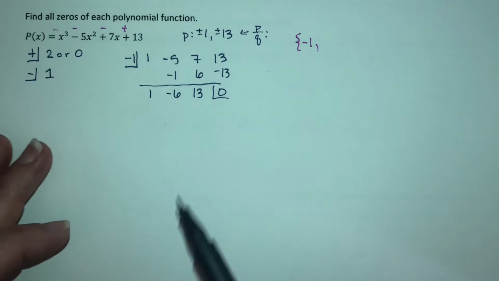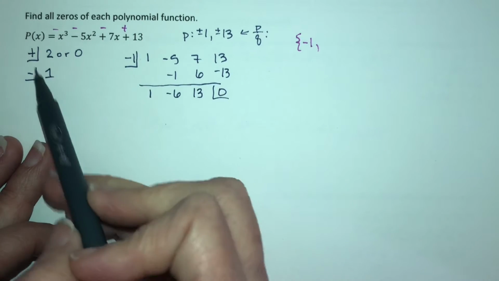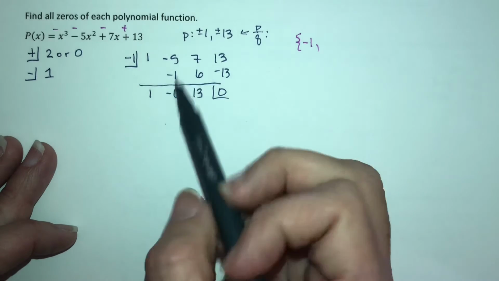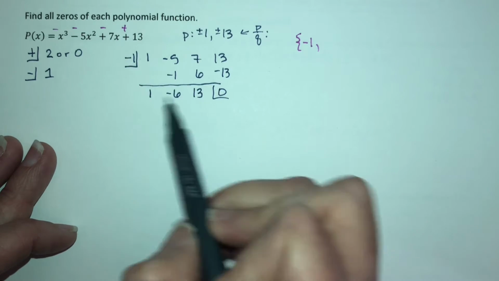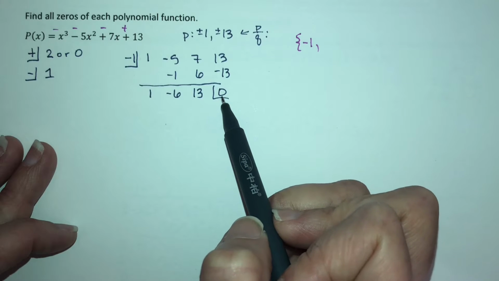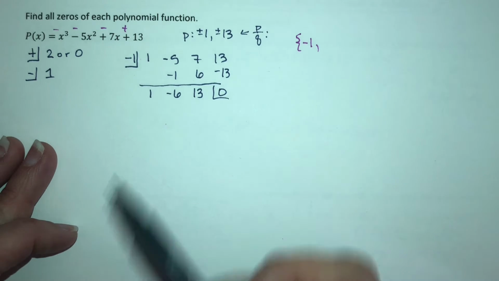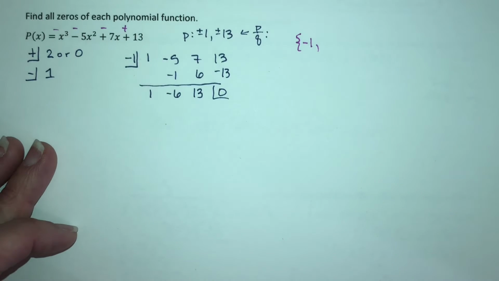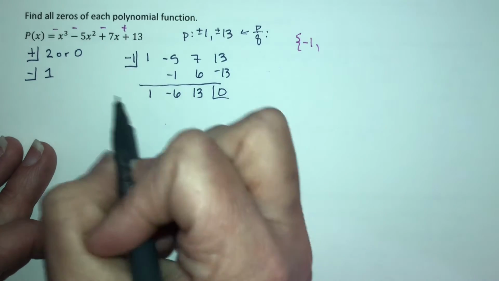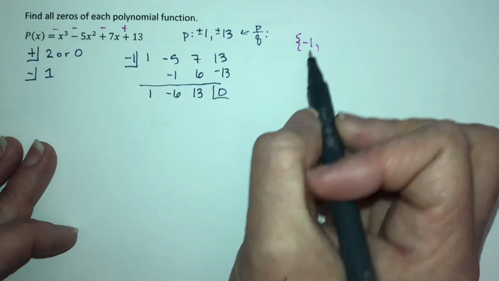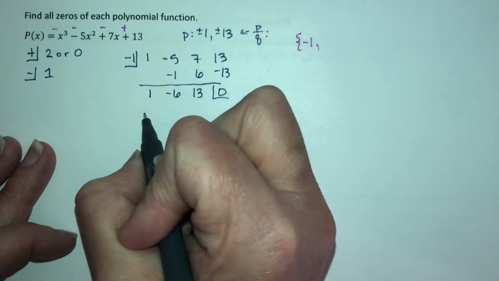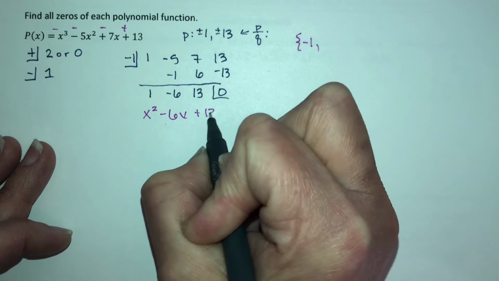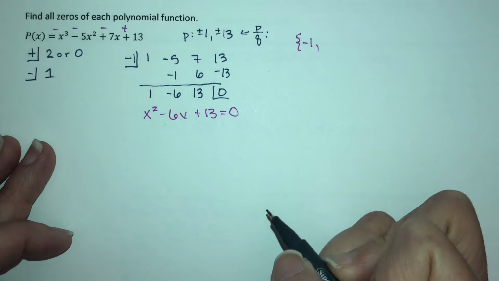Okay, I know I only had one negative solution, so there's no reason to check negative 13. But in addition to that, if you look here, I was testing a negative number and my signs alternate. So even if I knew I had another negative solution, it's not going to be there because I have alternate signs, because negative 13 is smaller, it's further away. And here, since I found one solution, I'm going to have a quadratic here, and it is x squared minus 6x plus 13 equals 0, and that's what I need to solve.